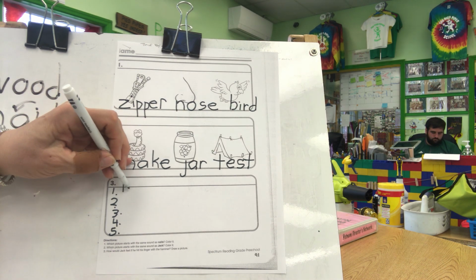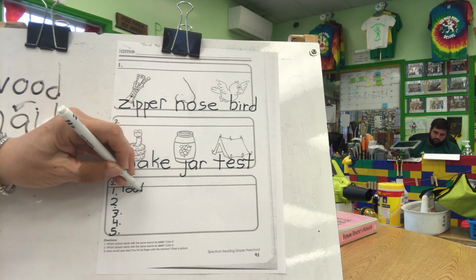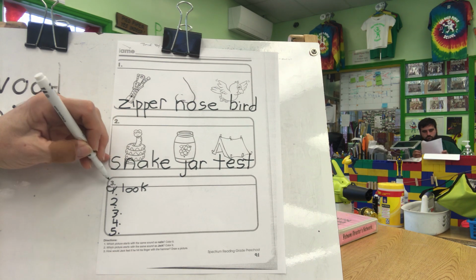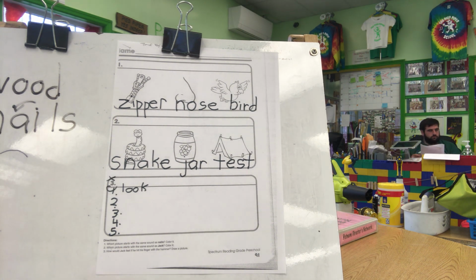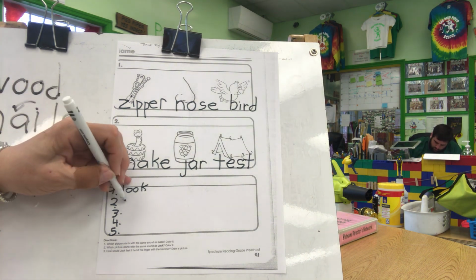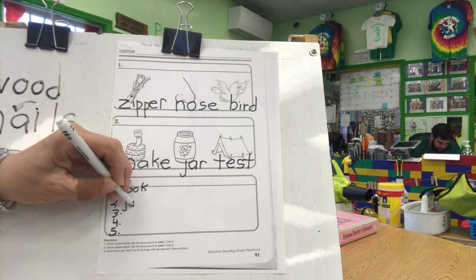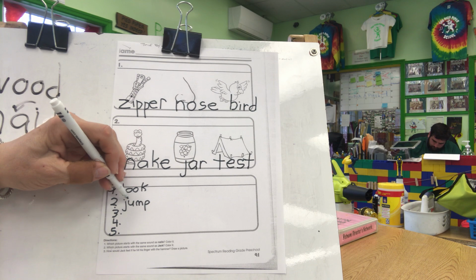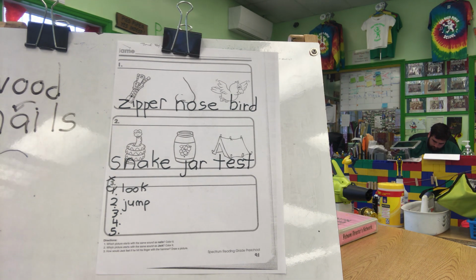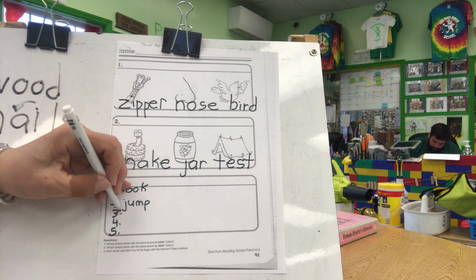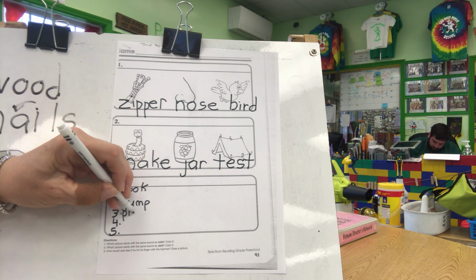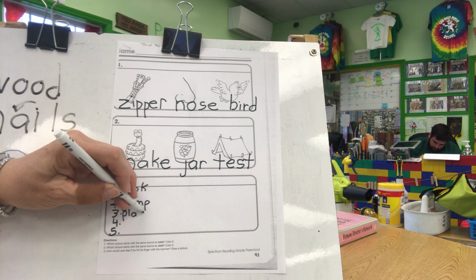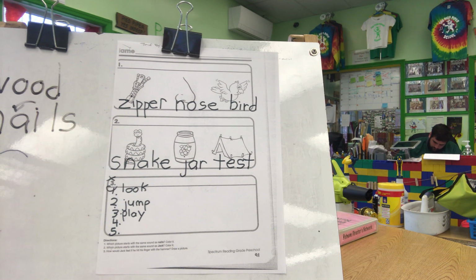Look. L-O-O-K. If you got it correct, put a C there. If not, put an X. You'll get it next time. Number 2 is jump. J-U-M-P. Lowercase, short U. Jump. Consonant blend. Number 3, play. Begins with a consonant blend. Play. Long A. What makes it A, not an E? What makes that A say its name? It's the Y at the end.